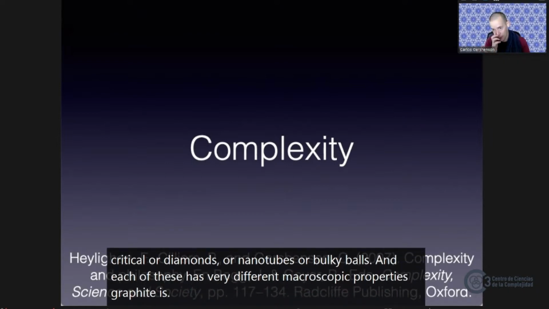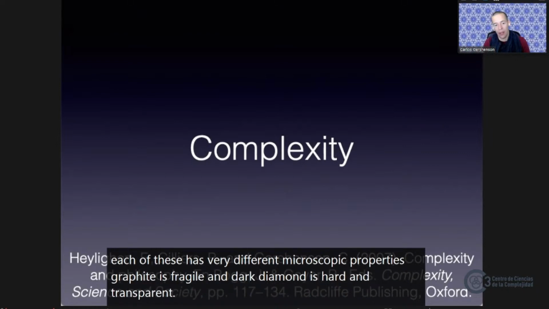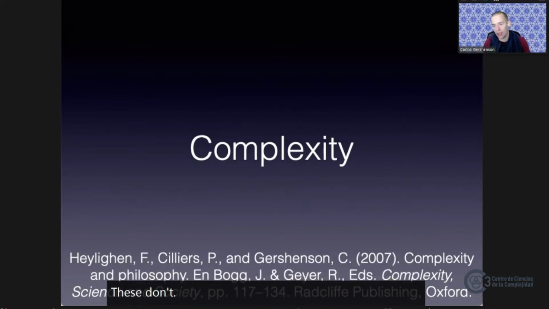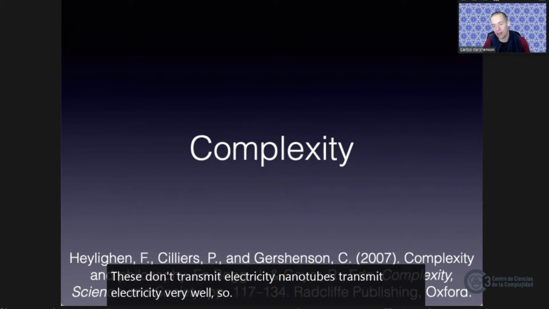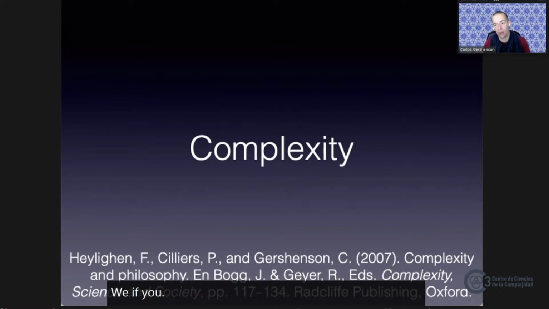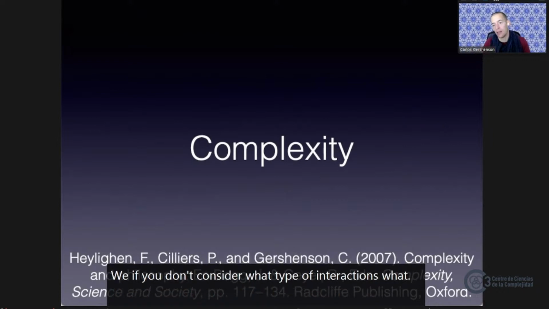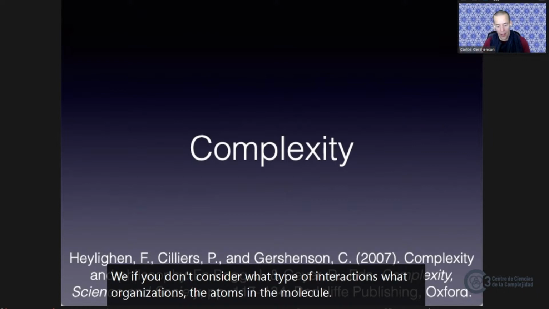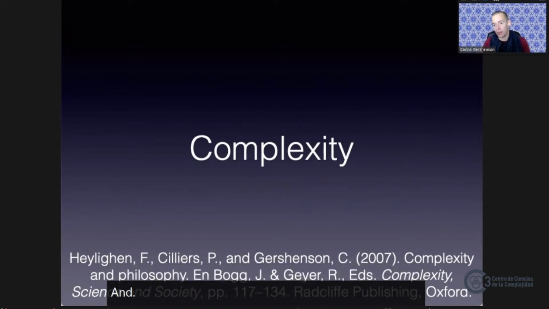Graphite is fragile and dark. Diamond is hard and transparent. These don't transmit electricity. Nanotubes transmit electricity very well. So it's impossible to predict the properties of the molecule if you don't consider what type of interactions, what organizations the atoms have in the molecule. And this limits our prediction.